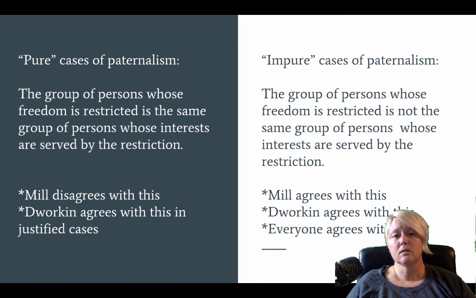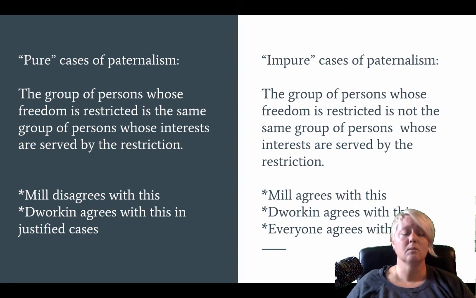Whereas impure cases of paternalism are cases of paternalism where the group of persons whose freedom is restricted is not the same group of persons whose interests are served by the restriction. That is, in impure cases of paternalism, we override someone's choice in order to keep others from being harmed. Mill agrees with impure cases of paternalism. He says there's nothing wrong with that. Of course, we have to limit people's actions. They can't just do whatever they want. They're not allowed, for example, to steal other people's things or murder other people, because this harms other people. And certainly Mill agrees with this, and Dworkin agrees with this.